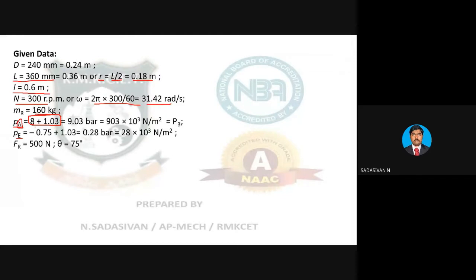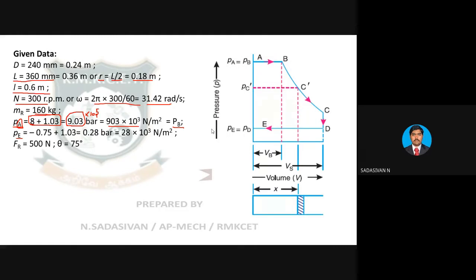What is this 9.03 bar? It is the absolute inlet pressure of steam into the engine. Okay, so 903 into 10 power 3. So 9.03 into, instead of bar, I am going to write 10 power 5 Newton per meter square. That is nothing but 903 into 10 power 3; you can write it either way, both are correct, Newton per meter square. Okay, and it is also equal to the pressure at B. For that, you have to look at the PV diagram. So pressure at A equal to pressure at B.